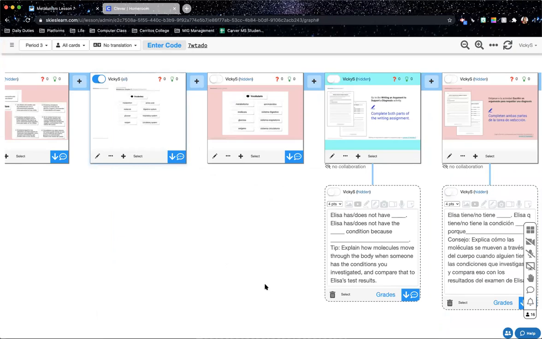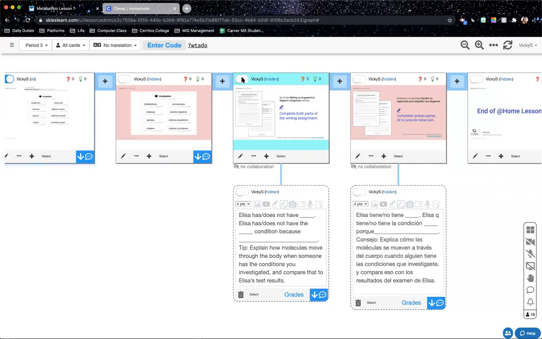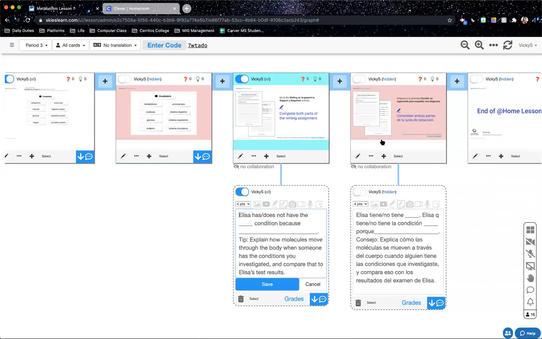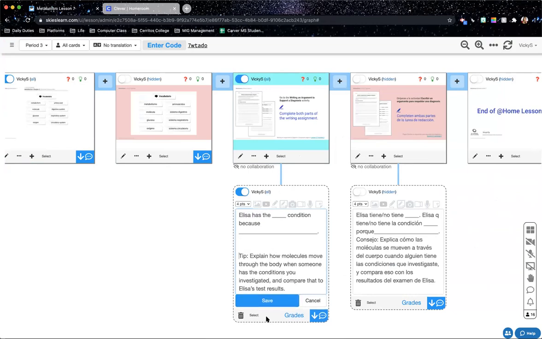Alrighty. So the next one, you guys are going to explain. What does Elisa have? We have 2 more to complete. We have one more. The next one is in Spanish, remember? Okay, so let me edit this for you. Elisa has, sorry, hold on, don't type anything yet. Elisa has blank because why? So the body, the bottom right here.